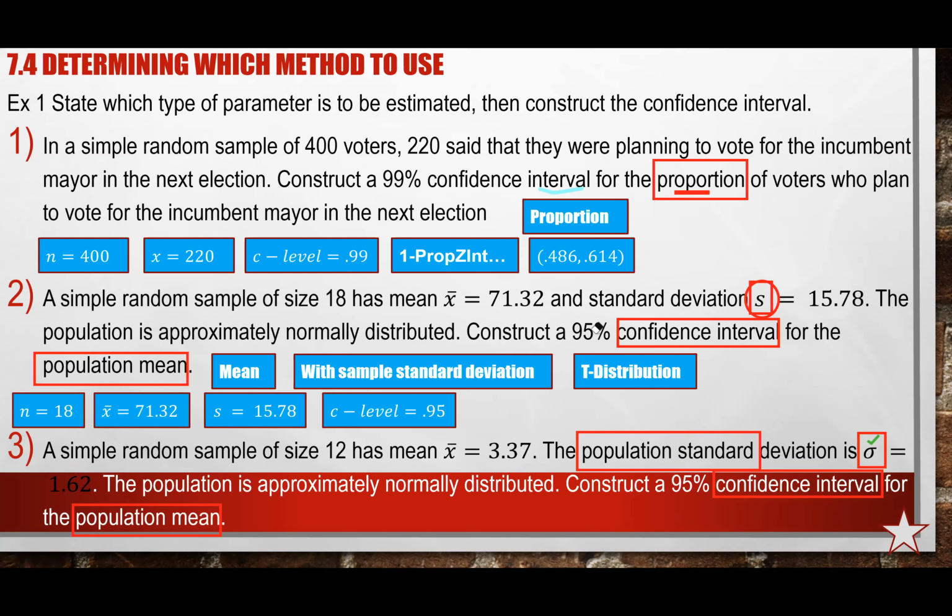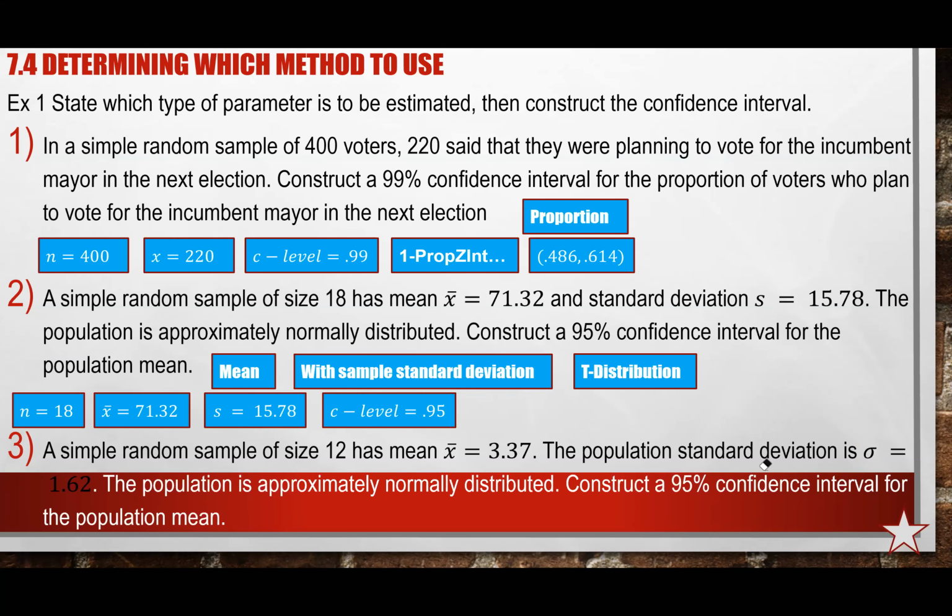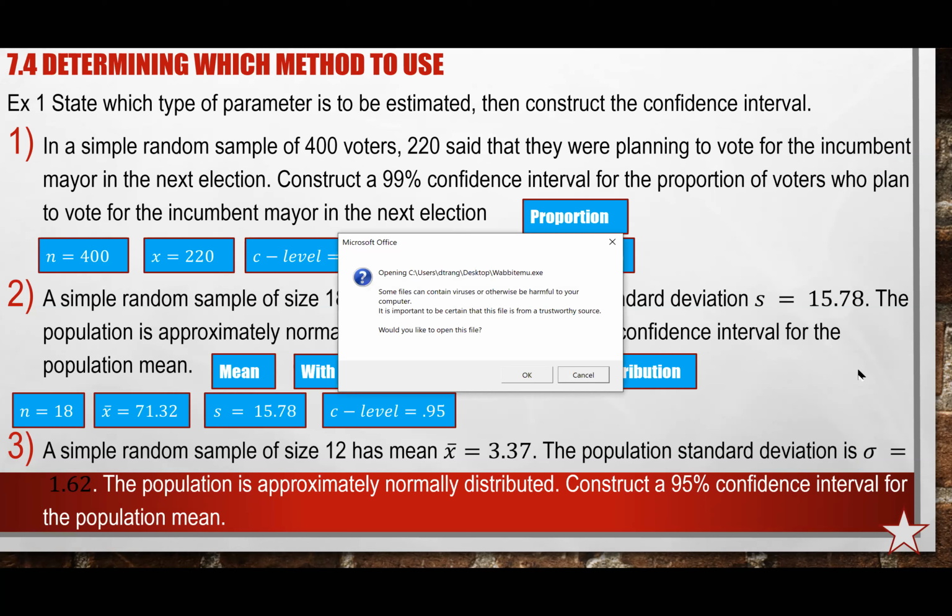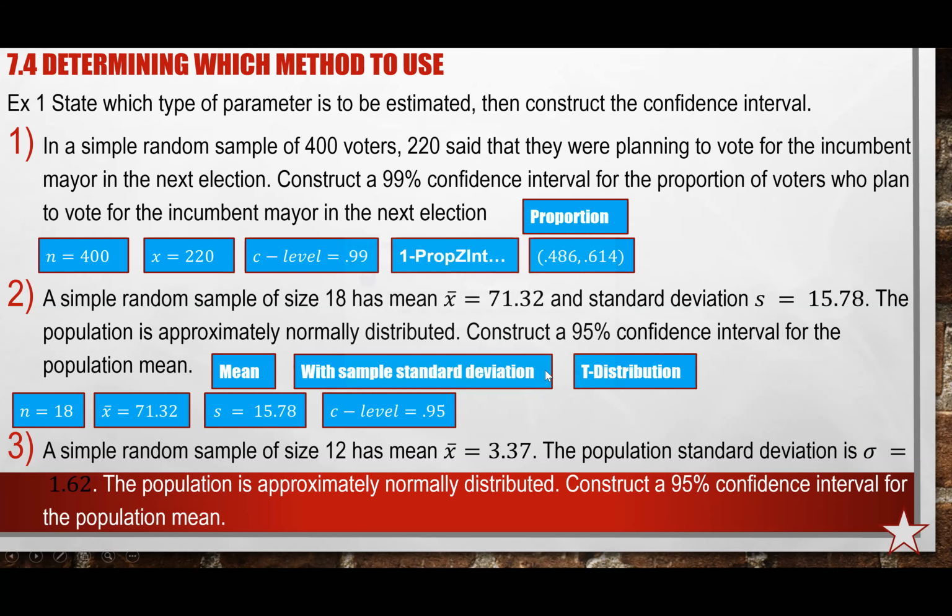So hopefully, in this item, and again, this is all there is in chapter 7.4, they merge everything together and they ask you to spot the difference. So the main difference here is they give us the sample standard deviation. And again, to remind you guys to find this item.